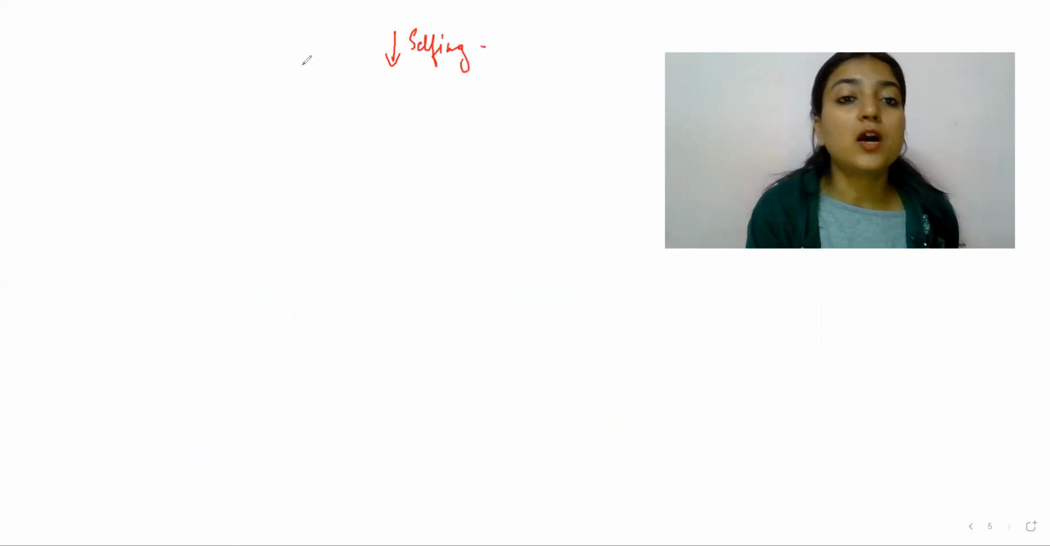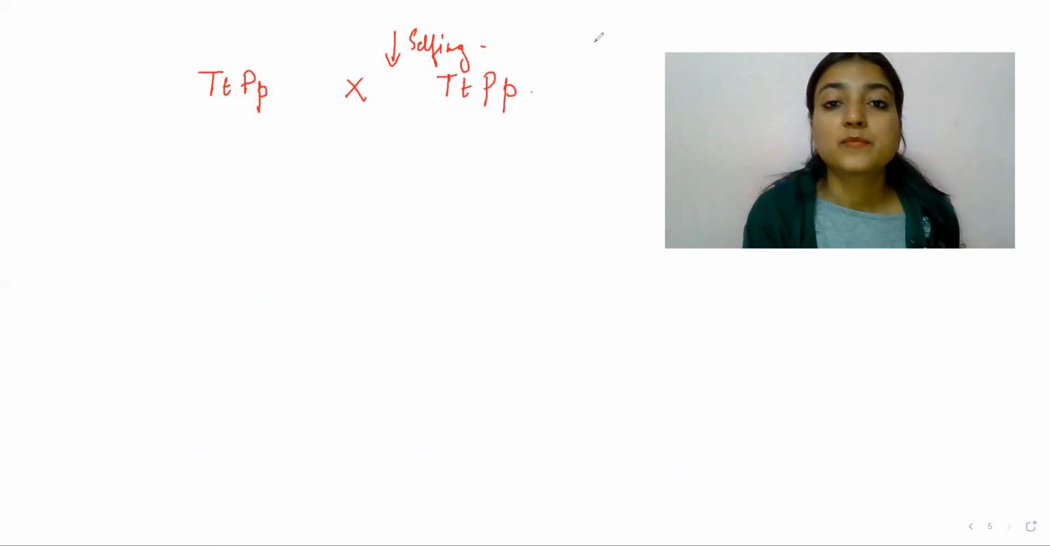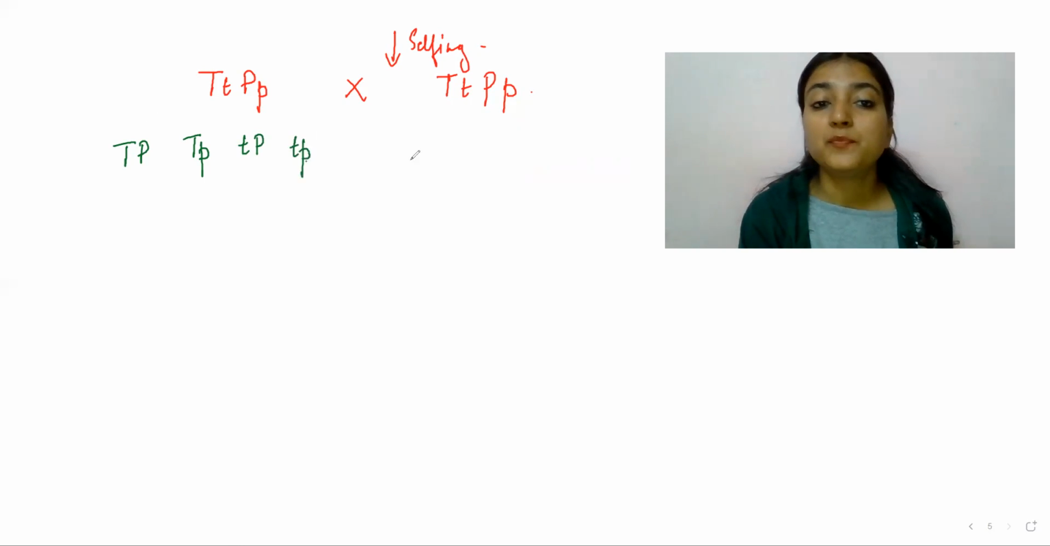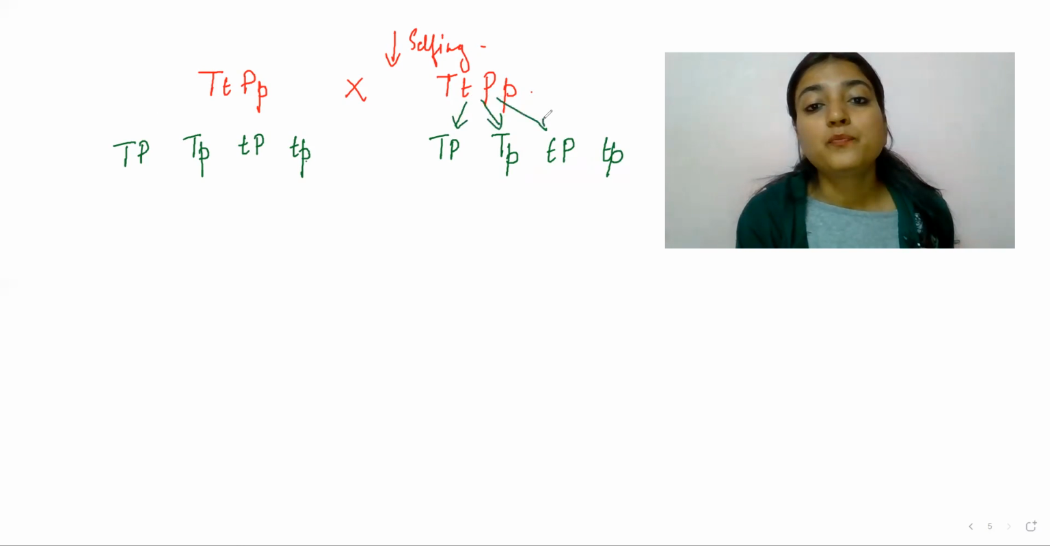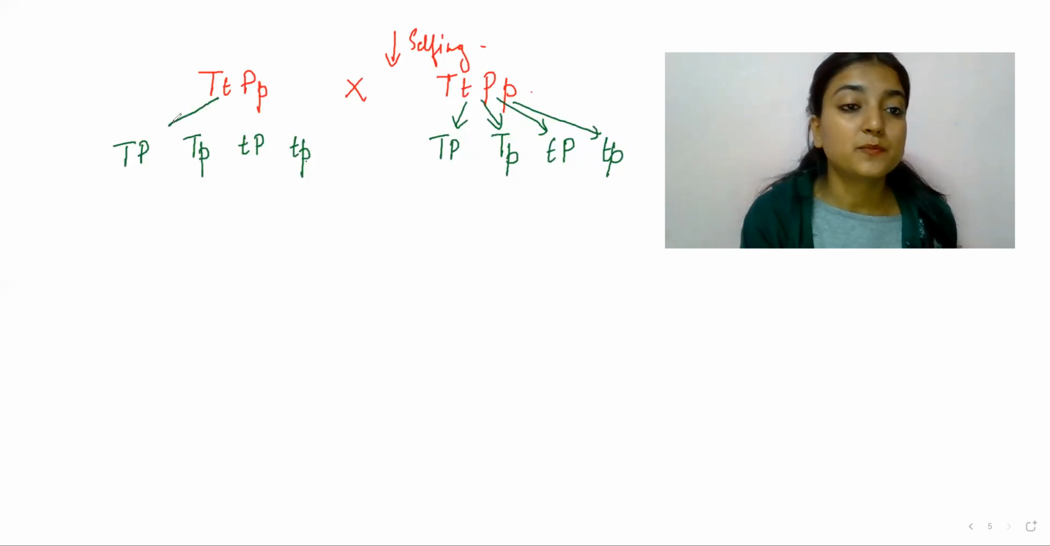Selfing. Here we will cross between the offsprings that we got in F1 generation. Now here the gametes will be capital T, capital P, capital T, small p, small t with capital P, and small t with small p. Again here the gametes will be the same: capital T, capital P, the dominant and the recessive, and the dominant, and again both are the recessive form. So we will get here 4 gametes.